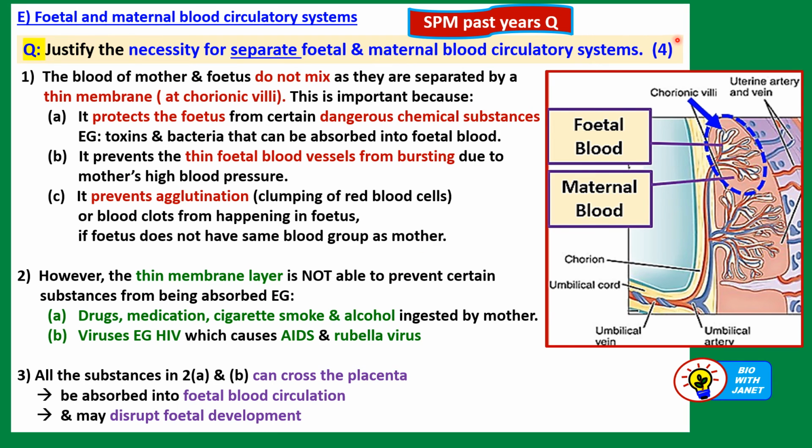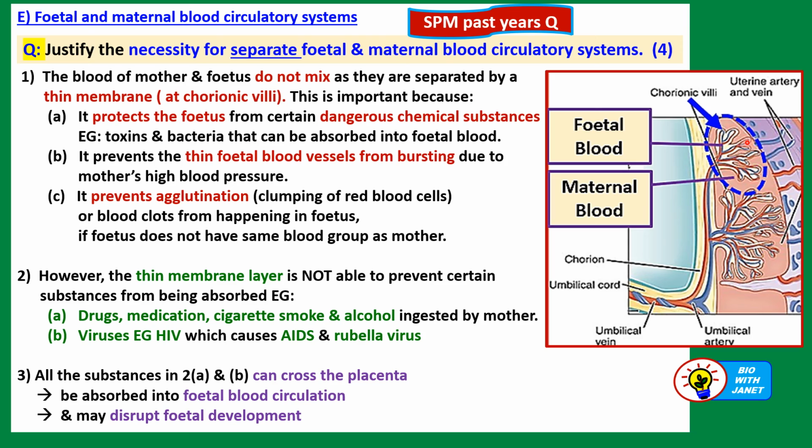So let's look at this essay question, which can be asked in the exam, right? Justify the necessity for separate fetal and maternal blood circulatory systems. So the blood of the mother and fetus do not mix at all, as they are separated by a thin membrane. For example, at the chorionic villi here, you can see the red outline here. This is the thin membrane in the placenta that separates the blood of the fetus and the blood of the mother. So the blood of the fetus is in the blood capillaries here, and then there's this membrane that separates the capillaries from the maternal blood in the space here, right?